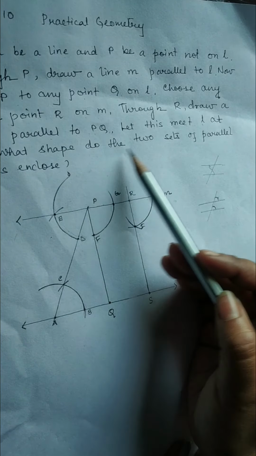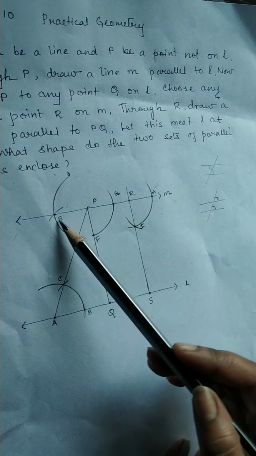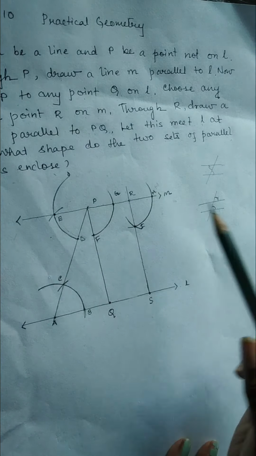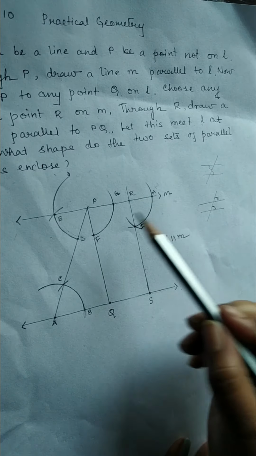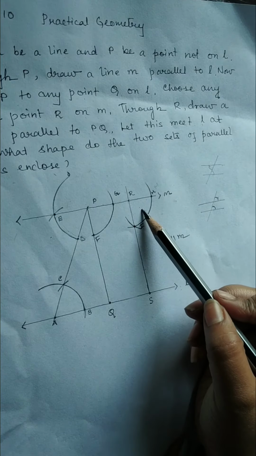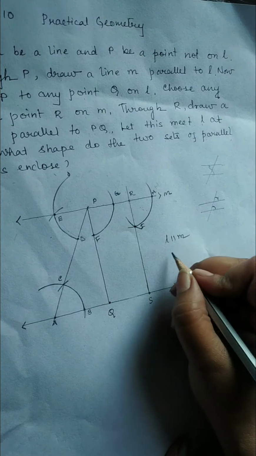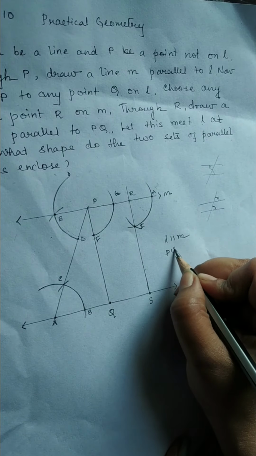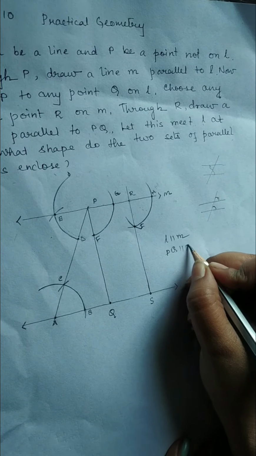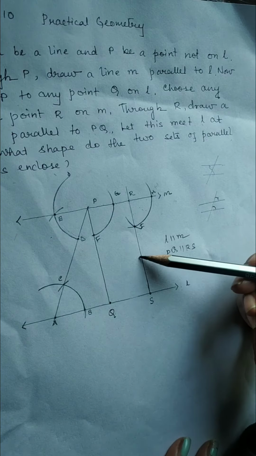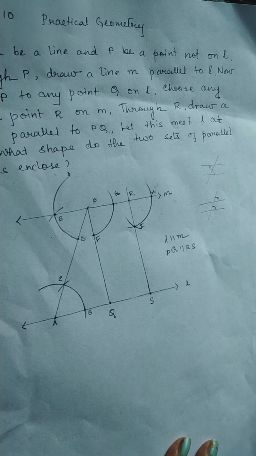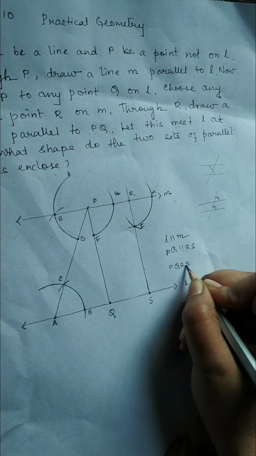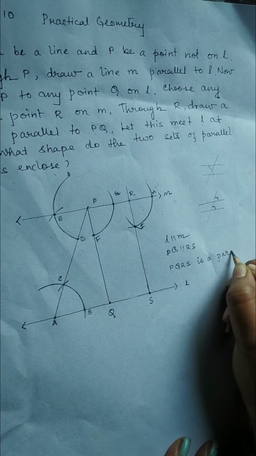Now, what shape do the two sets of parallel lines enclose? So here L line is parallel to M line, which we have done before, right? And now we have just shown that these two are parallel, because these two are corresponding angles and since these two are equal, these two lines are parallel. So PQ parallel to RS. Now since these and these are parallel, and these are parallel, PQRS is a parallelogram since opposite sides are parallel. So we'll write PQRS is a parallelogram.